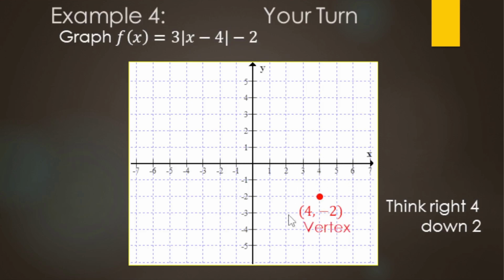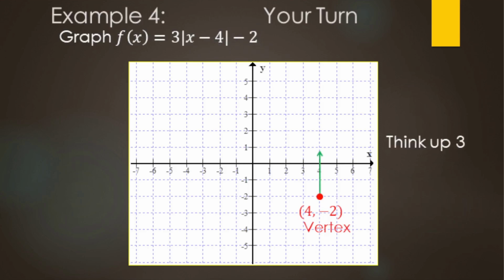So again, that's how you find the vertex there, the opposite of this for the x value, and then this is your y value. And then now we do that slope type idea. It's not exactly slope, but it's similar, right? So we're going to go up 3 because of the 3 here, and then we're going to go over 1, and that's going to give us half of our V, and then for the other half, we're just going to do the mirror image on the other side there.